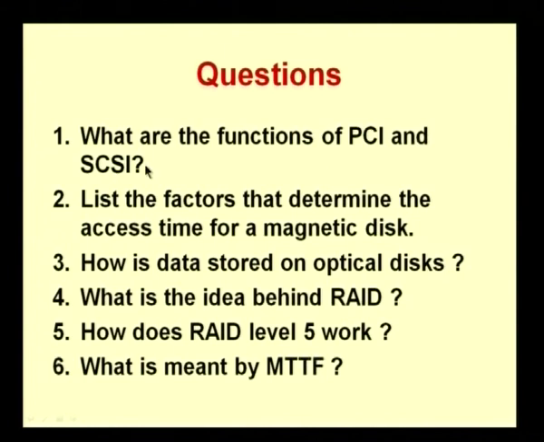A set of questions to look at what we have done today. Question number 1, what are the functions of PCI and SCSI? Question number 2, list the factors that determine the access time for a magnetic disk. Question number 3, how is data stored on optical disks? Question number 4, what is the idea behind RAID? Question number 5, how does RAID level 5 work? Question number 6, what is meant by MTTF?